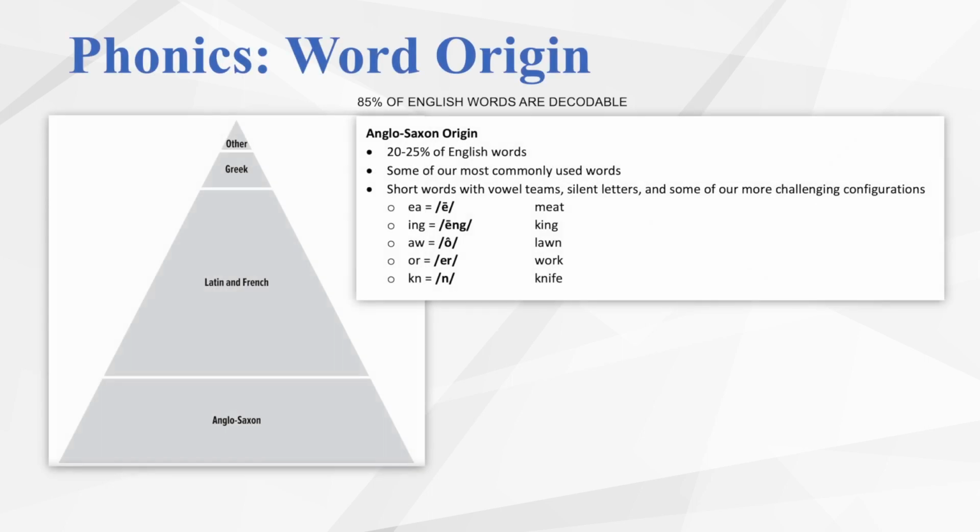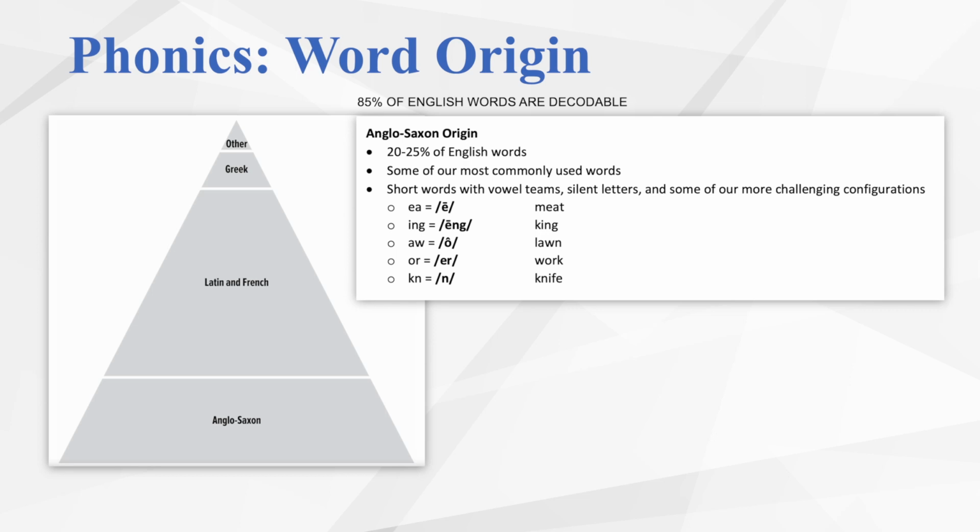Once we have an awareness of word origin, the complexity of English begins to make more sense. Looking at the diagram to the left of your screen, this pyramid represents the proportion of words in English and where they originated from. So, taking a look at the bottom layer of the pyramid, we see the Anglo-Saxon layer. Anglo-Saxon words make up about 20 to 25% of the English language. These are some pretty common words that students often come to school pronouncing and understanding, and wanting to unlock them in print. The difficulty with these words is that they contain a lot of silent letters, vowel teams, and just in general, more challenging configurations or rule breakers.